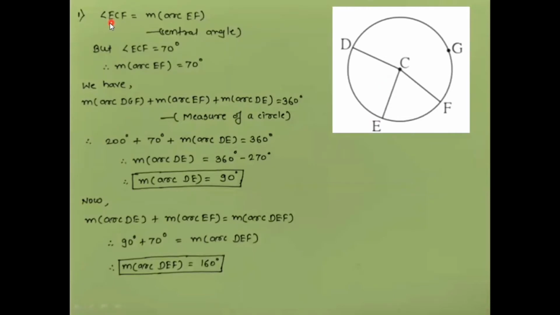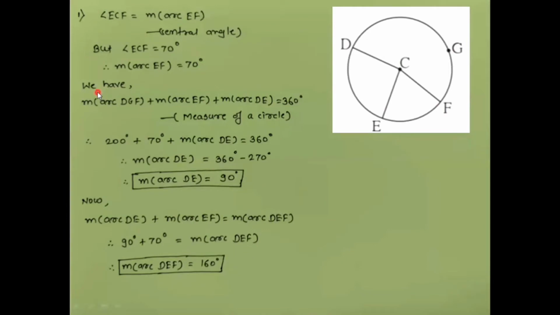We have the measure of angle ECF is equal to measure of arc EF, as angle ECF is a central angle, and we know that the measure of a central angle is equal to the measure of the corresponding arc. So as angle ECF is 70 degrees, measure of arc EF is also 70 degrees.